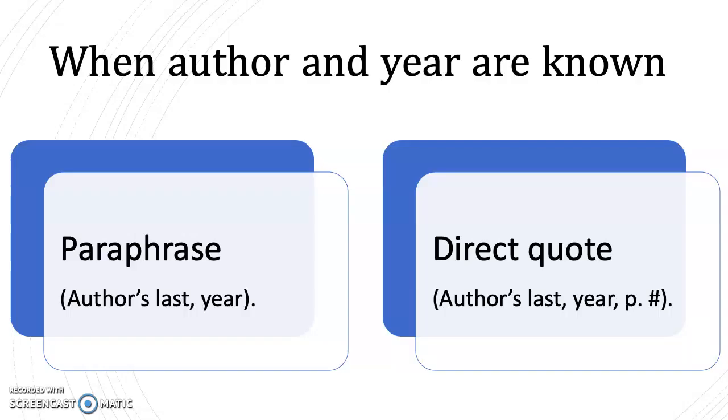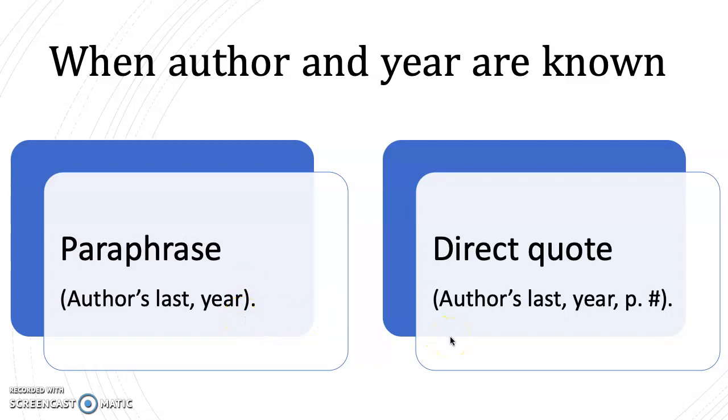So to start, the most basic in-text citation includes the author's last name and the year. So if you have both of these, then that's all you need to put. So for paraphrasing, it's the author's last name and year. And notice after the author's last name, there's a comma, a space, and then the year. And the closing period for the whole sentence goes on the outside of the parenthesis.